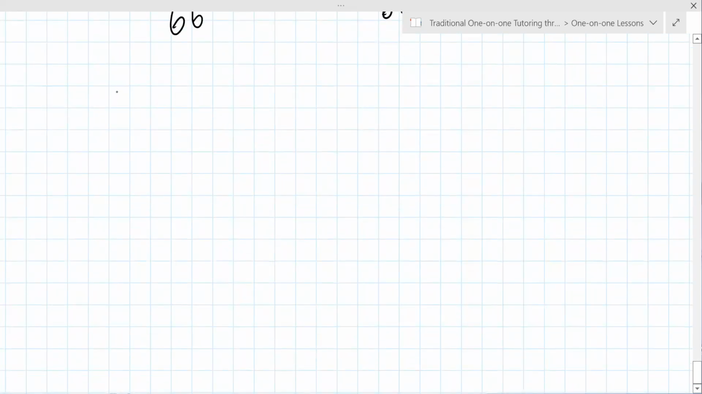Okay, so you might be wondering, well, why are we learning all this? The reason is you're going to have to add fractions at some point. There are two cases when you add fractions. The first is when they have like denominators. We'll look at that real quick.